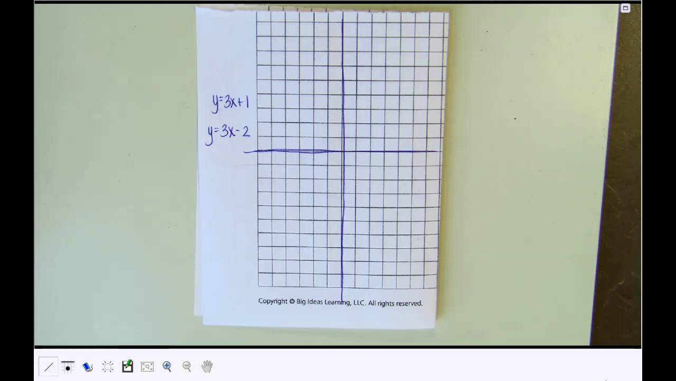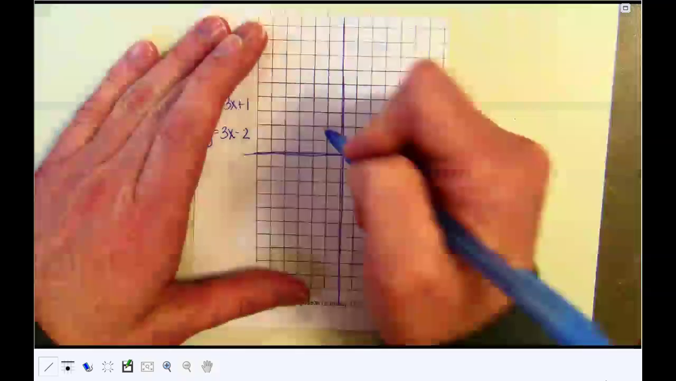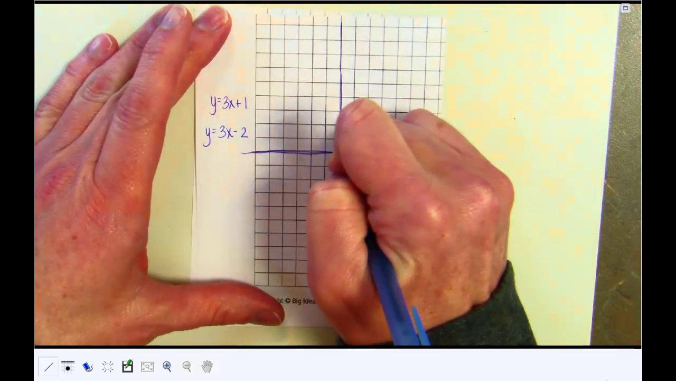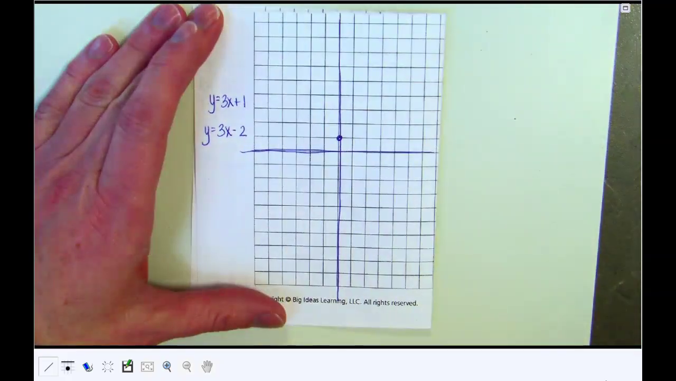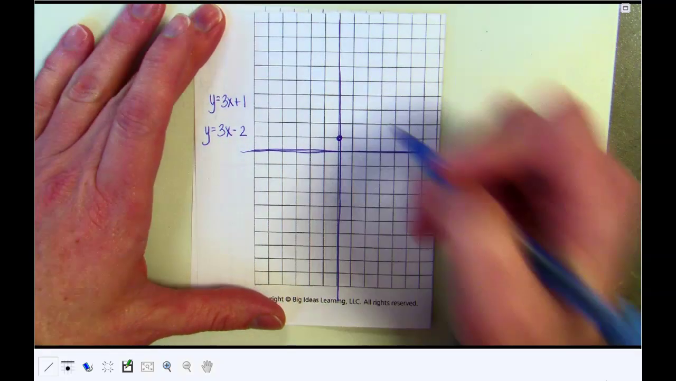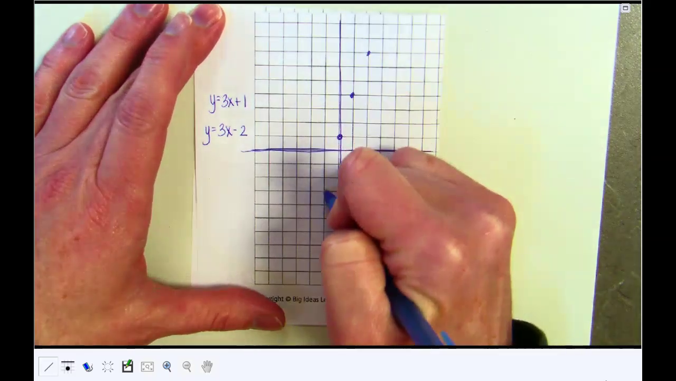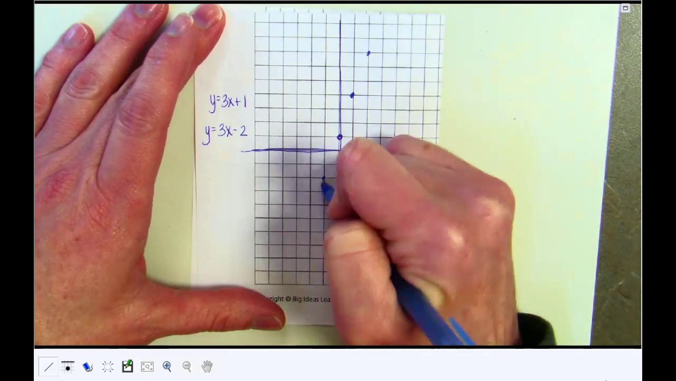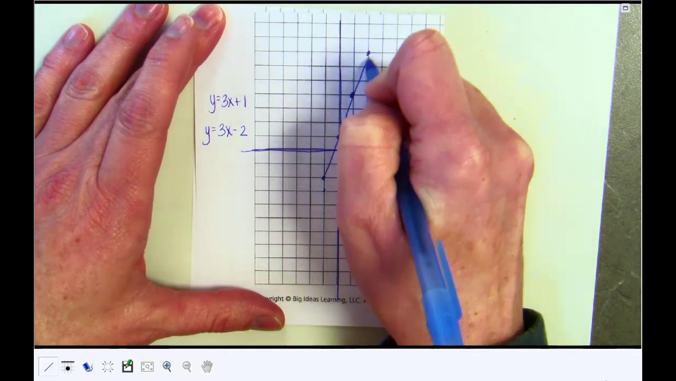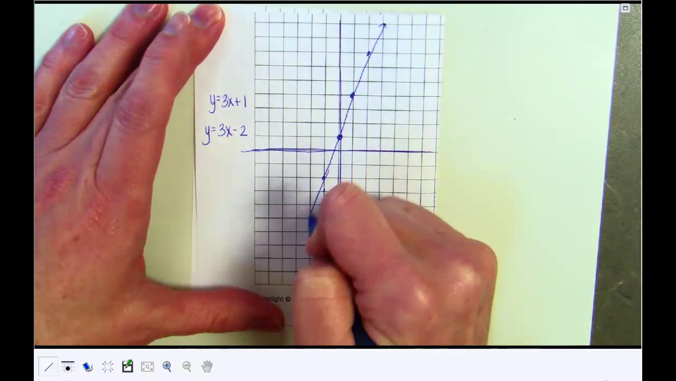Okay, so first one, what's the y-intercept? Y-intercept is 1. What does the slope tell us to do? Go up 3. Up 3 and right 1. Okay, so sometimes I like to make more dots so I can get my line straight without a ruler. It's not very, very straight.